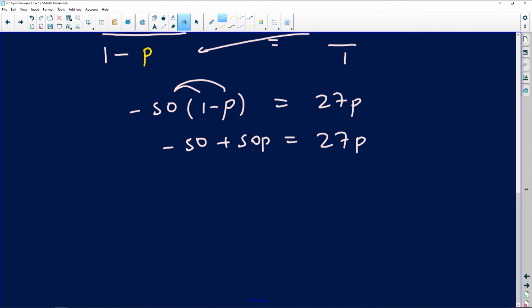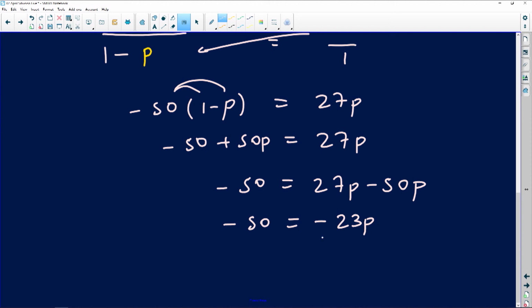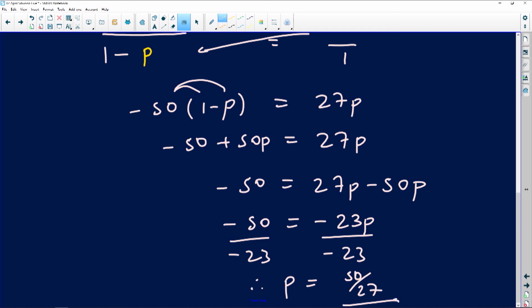And then if you make p the subject of the formula by leaving minus 50 here and taking 27p minus 50p as what appears on the right-hand side, you'll then have minus 50 equals 27 minus 50, which is going to give us minus 23p. And then you can simply divide both sides by minus 23, and then eventually your final answer comes out as p equals 50 divided by 23, and that will be the solution to the value of p.